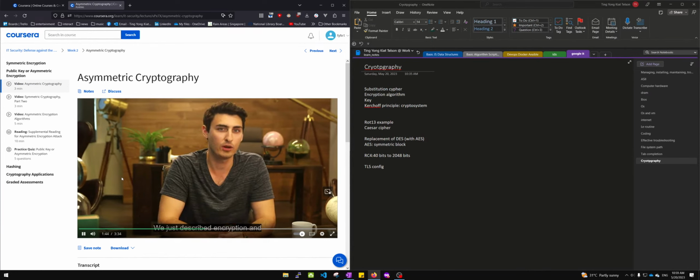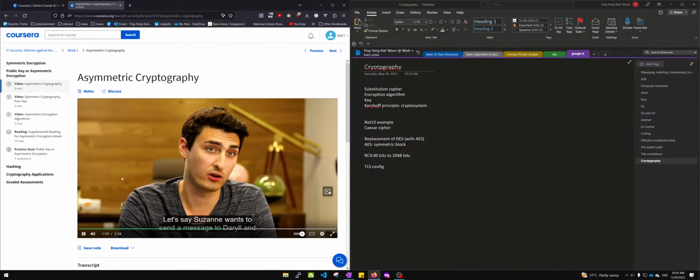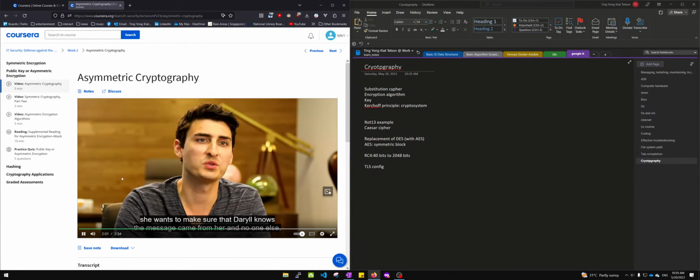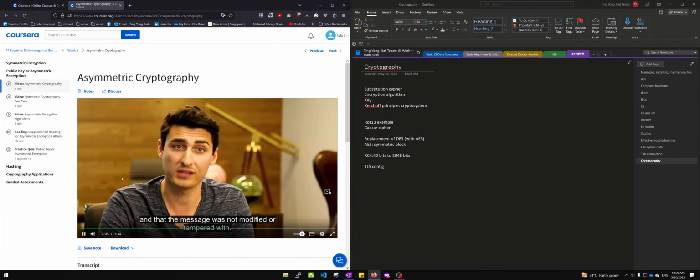We just described encryption and decryption operations using an asymmetric crypto system, but there's one other very useful function the system can perform: public key signatures. Let's go back to our friends Suzanne and Daryl. Let's say Suzanne wants to send a message to Daryl, and she wants to make sure that Daryl knows the message came from her and no one else, and that the message was not modified or tampered with.